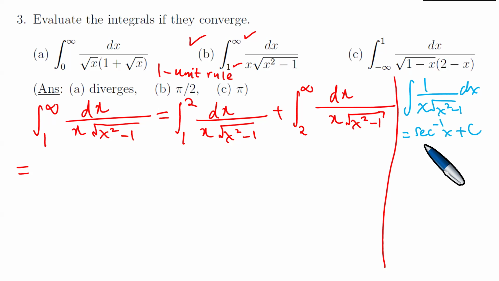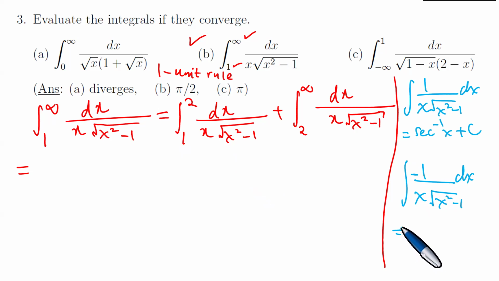Okay, I wanted to say this. There are two of these, but there's this one here and also this one: 1 over x squared minus 1. If there's a negative here, then we say it is arc cosecant of x plus c.